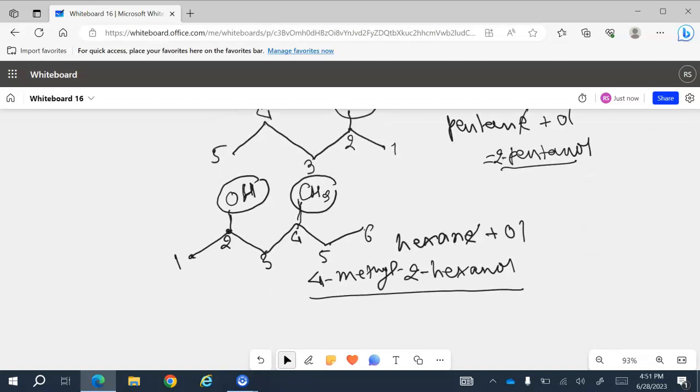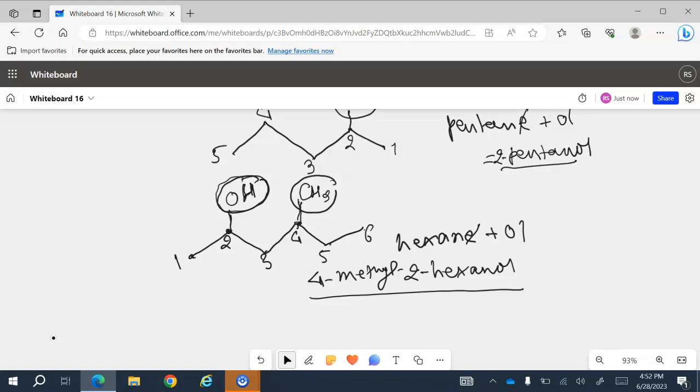Okay, and by the way, in our previous naming system, we mentioned that we try to give the least number for the carbon with the substituents. However, please remember that whenever we have the alcohol functional group, we give the priority to the alcohol functional group, and we give the least number for the carbon with the functional group. So that is the way. This carbon will get 4 with the methyl group, so it is 4-methyl 2-hexanol. Okay, so that is how we name this alcohol.